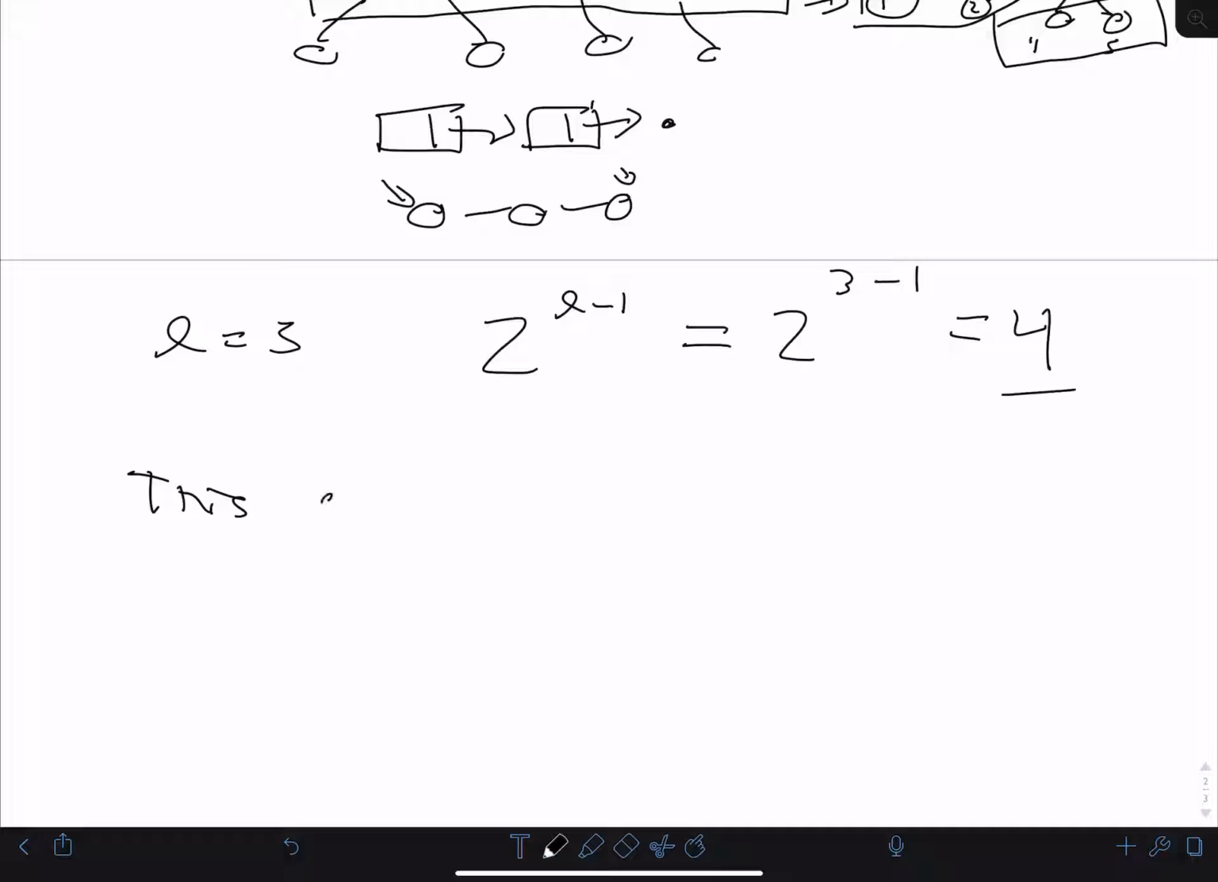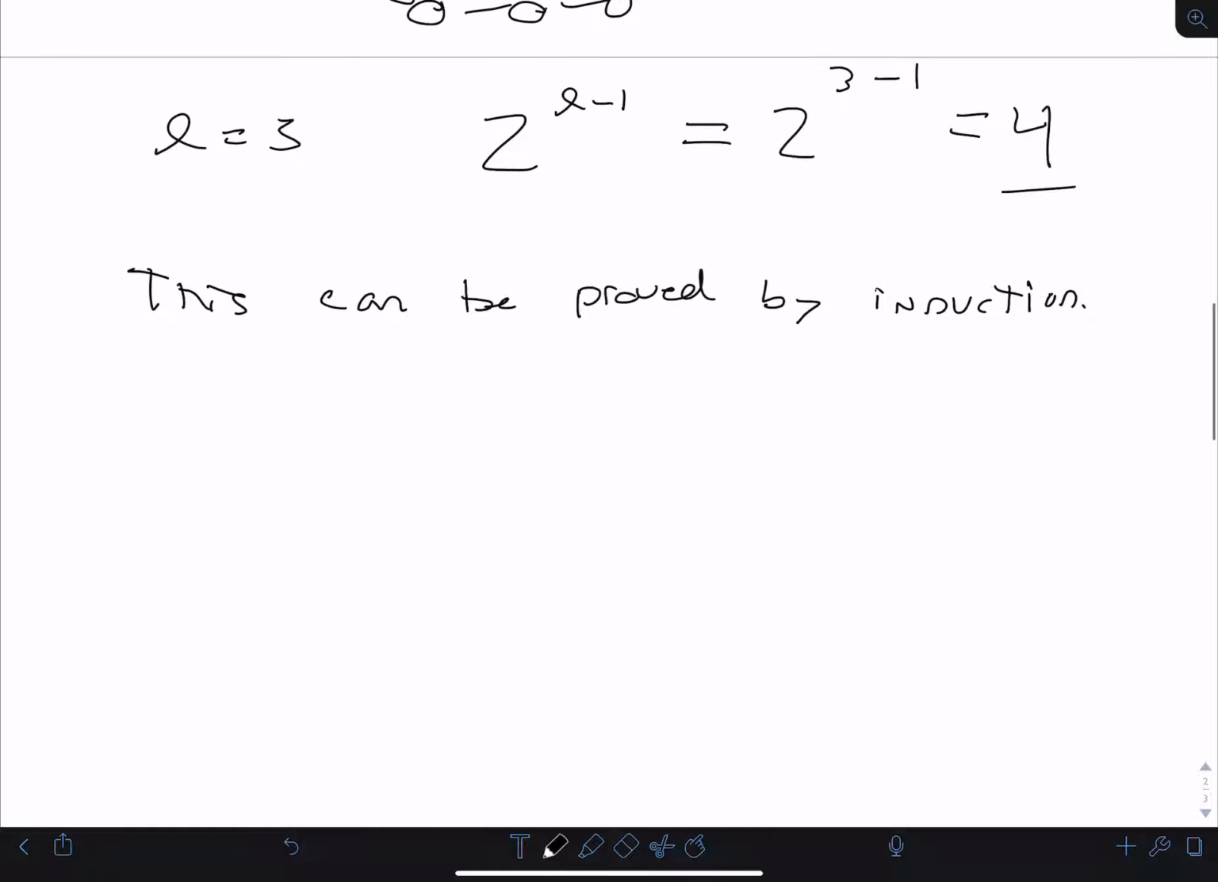So okay, this can be proved by induction. Okay, so the proof is as follows.